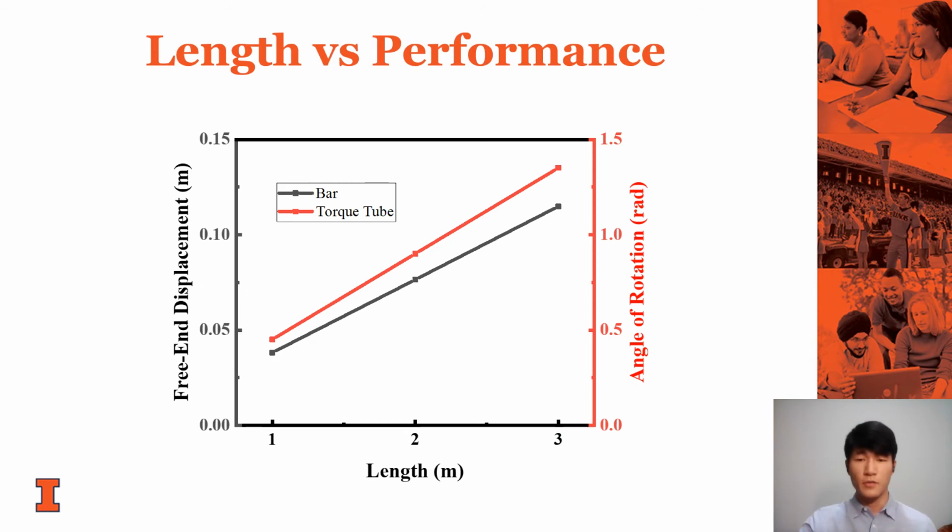This graph shows the performance of SMA actuators of different lengths that was shown in the previous slide. As shown here, the performance and the length of the actuators are showing a linear relationship.